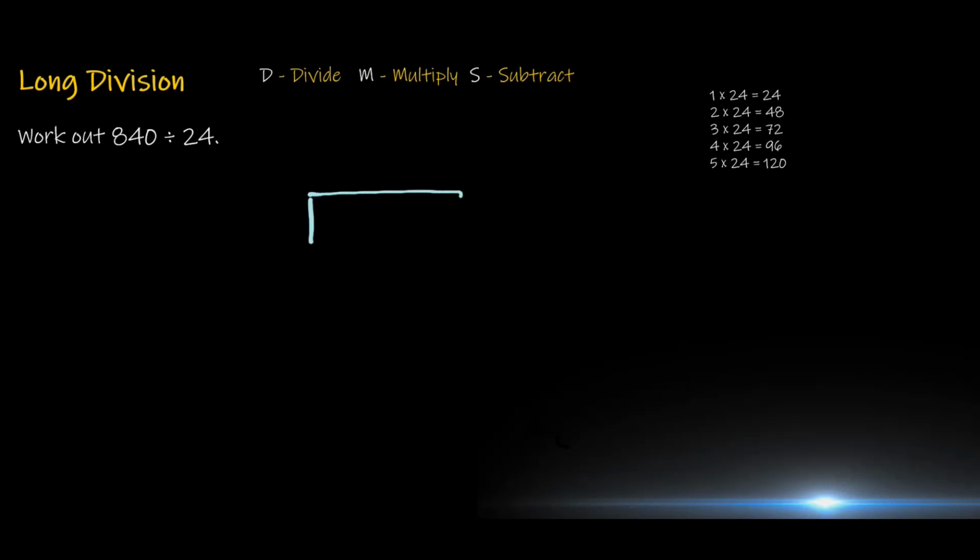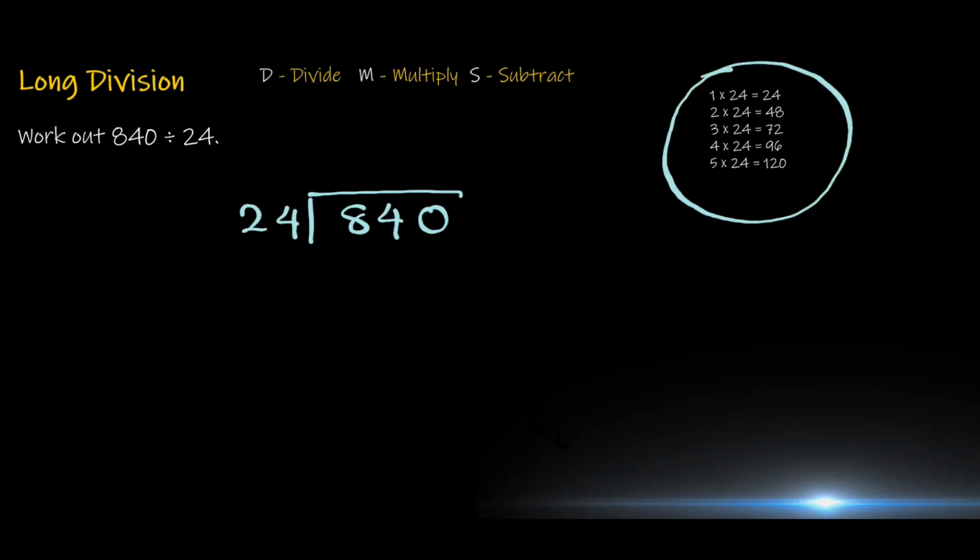I'm going to write the 840 inside the bus stop sign and then the 24 outside. It's always useful to write out a few multiples of the number you're dividing by. So I'm going to do 8 divided by 24. Well, that's 0. So then I'm going to look at 84. 84 divided by 24. Looking at my multiples of 24, I can see that it goes into 84 3 times. So I'm going to write 3 up here.